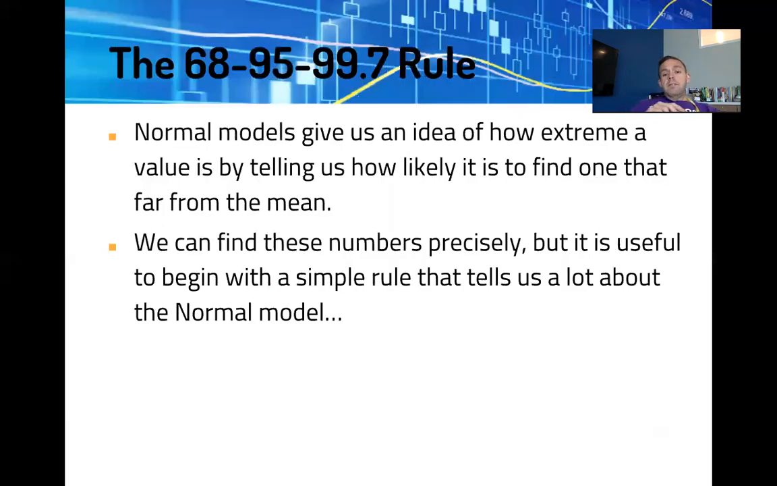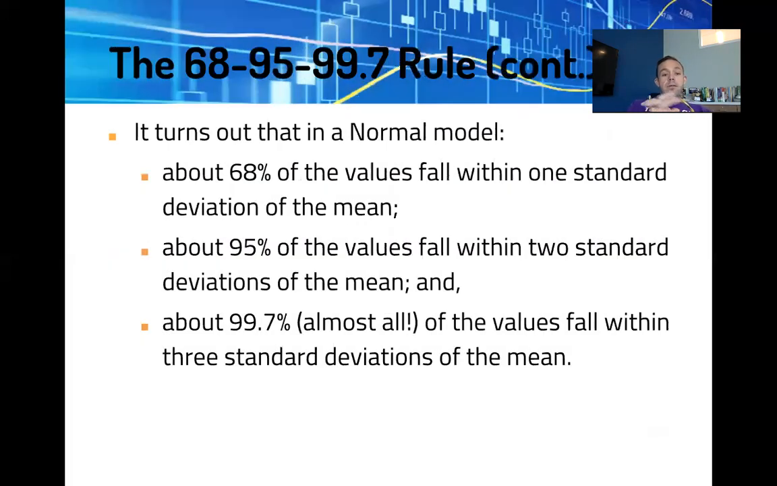So normal models give us an idea of how extreme a value is by telling us how likely it is to find one that far from the mean. We can find these numbers precisely, but it's useful to begin with a simple rule that tells us a lot about the normal model. It turns out that in the normal model, about 68% of the data fall within one standard deviation of the mean, about 95% of the values fall within 2 standard deviations of the mean, and about 99.7% of the values fall within 3 standard deviations of the mean.